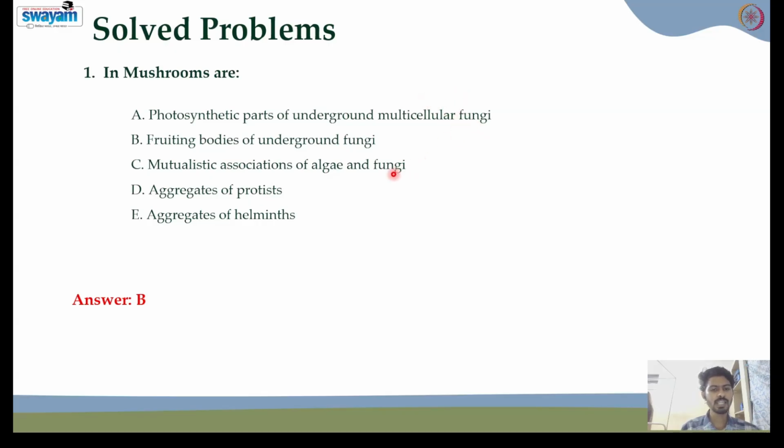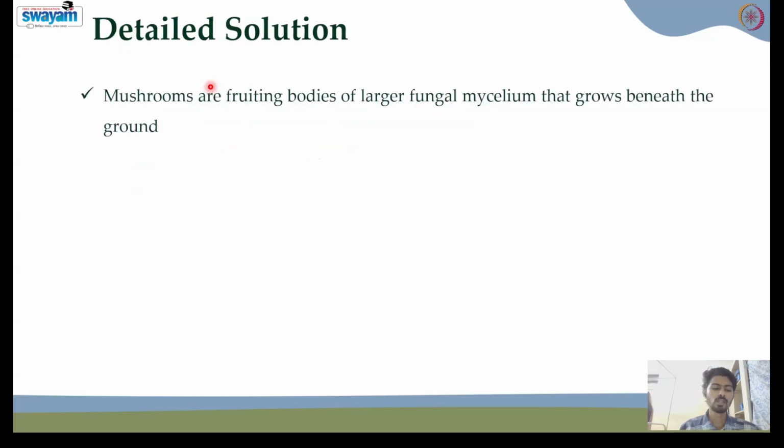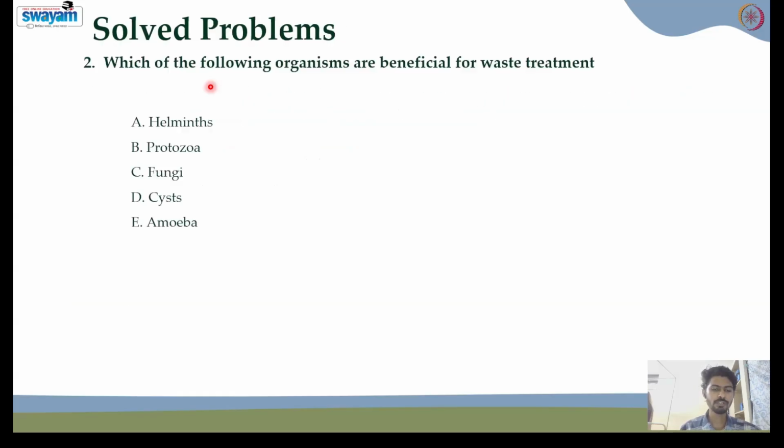If you see mutualistic association of algae and fungi, what do we call that? We call it lichen. It is not mushrooms. Mushrooms are solely fungi. Option D, it is not a protist, so it is in no way connected to the fungi. Mushrooms are solely fungi. Yes, the answer is option B, fruiting bodies of underground fungi. So we will move on to the next question.